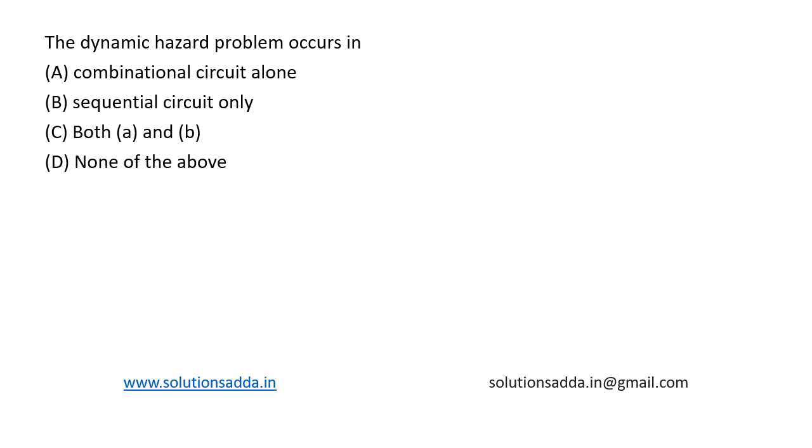This is a question from digital logic. The dynamic hazard problem occurs in: option A, combinational circuit alone; option B, sequential circuit; option C, both A and B; and option D, none of the above. So first of all, what is dynamic hazard?